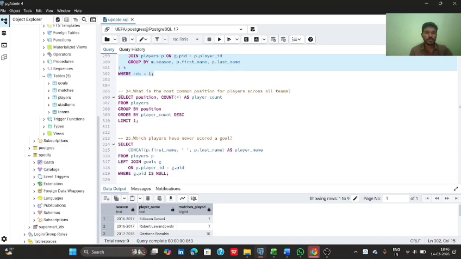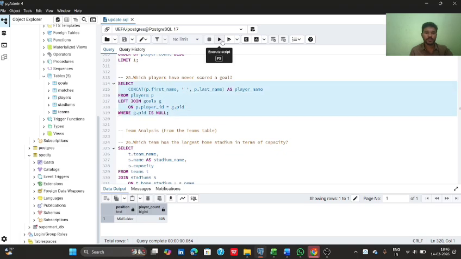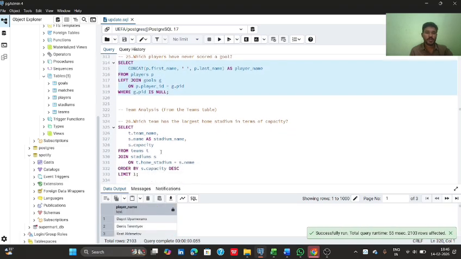What is the most common position of players across all the teams? It will be showing only midfielder. Player count 805. Which players have never scored a goal? It will be showing these are the player names.